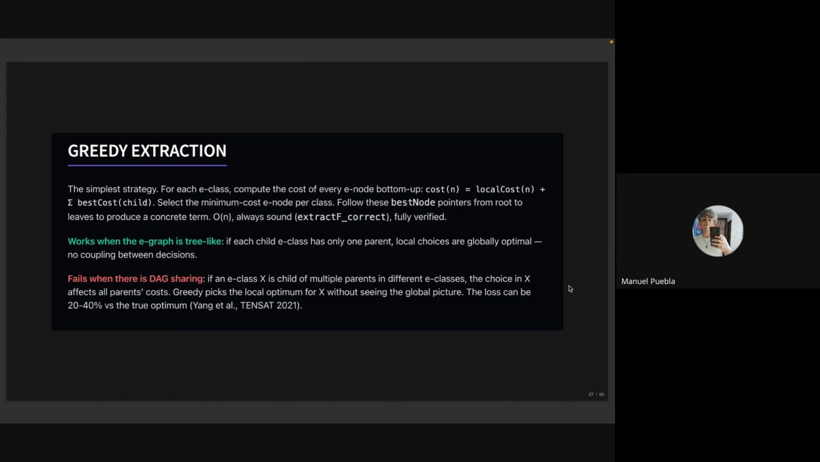We can pick a local optimum and lose the global picture. The loss can be up to 40% versus the true optimum. This idea and this assertion came from a paper from machine learning theory.